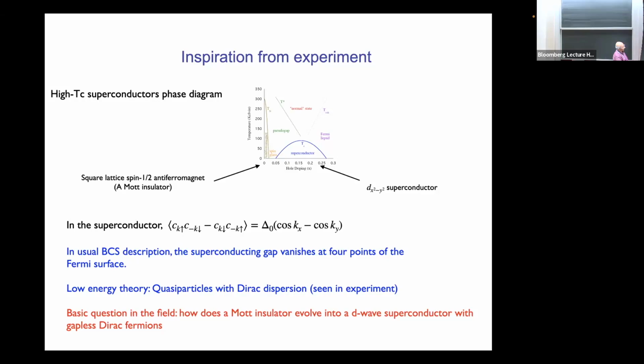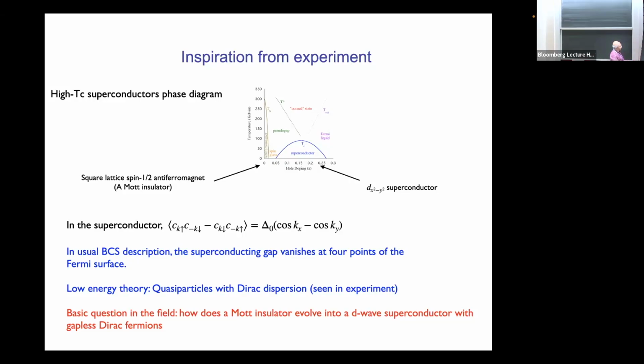So in BCS theory, the standard description of most superconductors, such a superconducting order parameter will lead to the vanishing of the superconducting energy gap at 4 points of the Fermi surface. Right? So this function vanishes when either kx equals ky or kx equals minus ky. So there are lines where the superconducting order parameter vanishes.